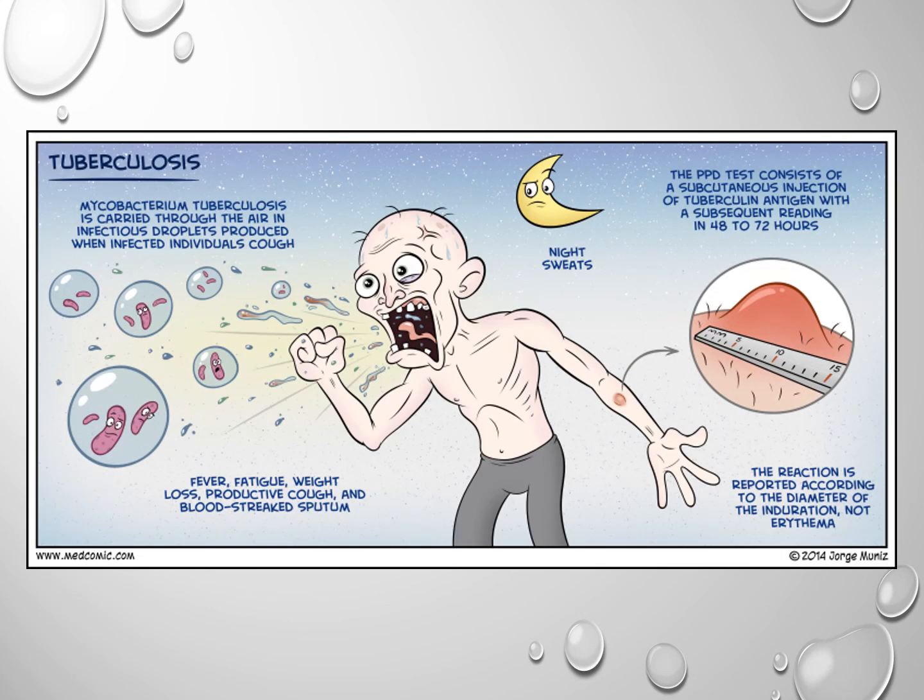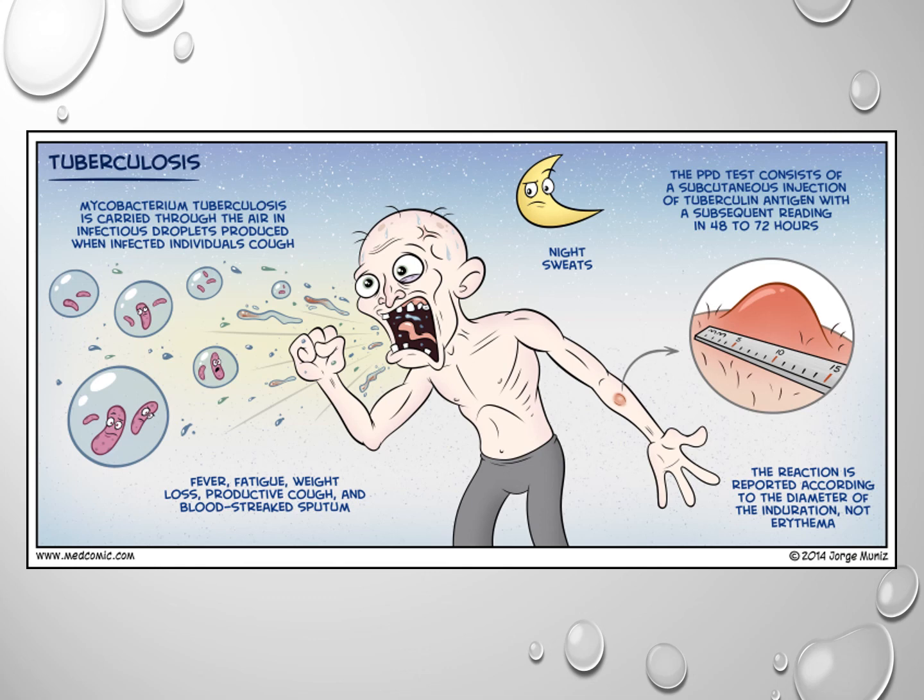Okay, so this next slide gives a bit of information on tuberculosis as well. It's typically transmitted through the air in infectious droplets with patients actively coughing. And we reviewed some of the symptoms of someone with tuberculosis: fever, fatigue, weight loss, productive cough, and often they start coughing up blood as well with the infection, so hemoptysis. Patients with tuberculosis often can have night sweats with this chronic pneumonia.